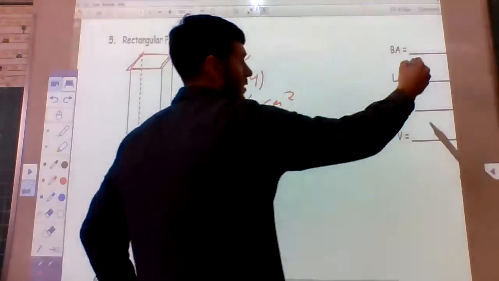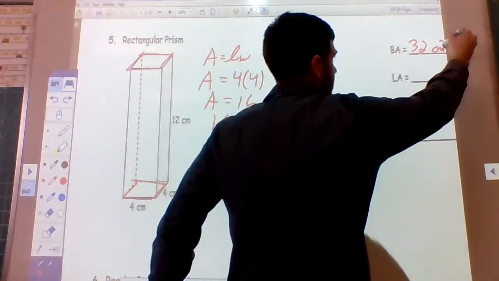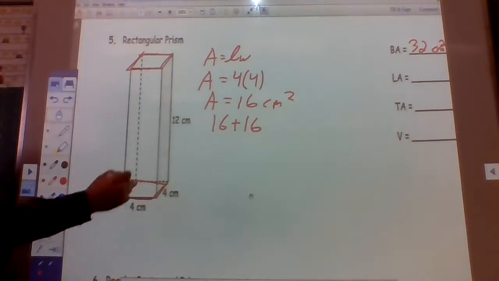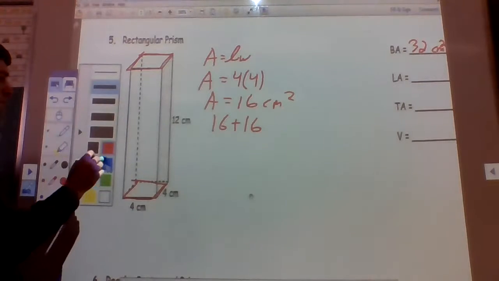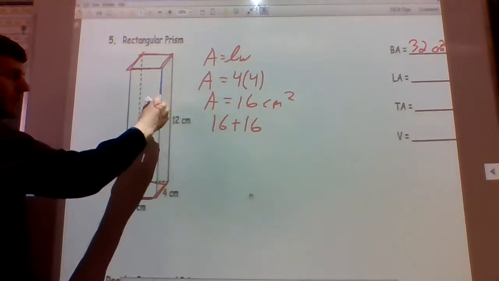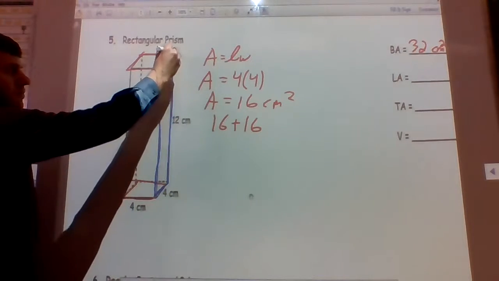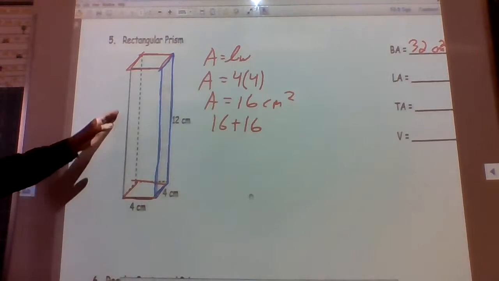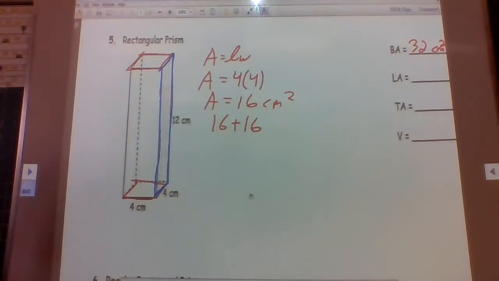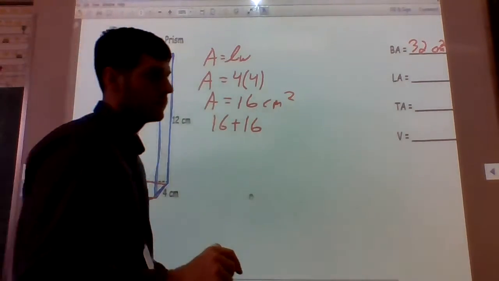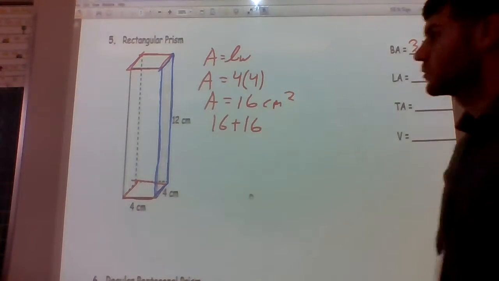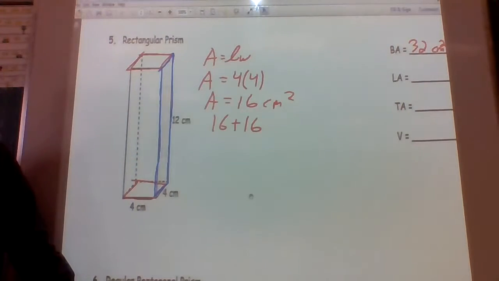So the bases added together are 32. Then this particular rectangular prism, since the bases are square, is going to have 4 rectangles for the sides that are all the same. On the right, left, front, and back, they're all going to be rectangles that are 4 by 12. So we have 4 rectangles that are 4 by 12.